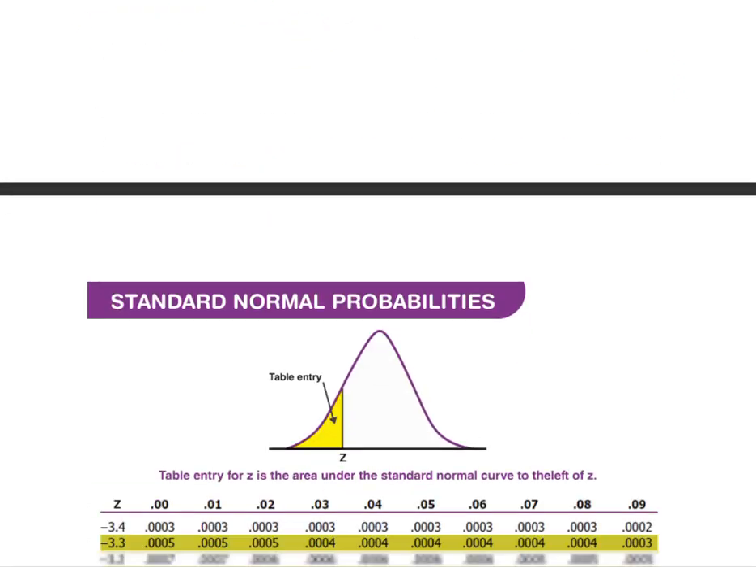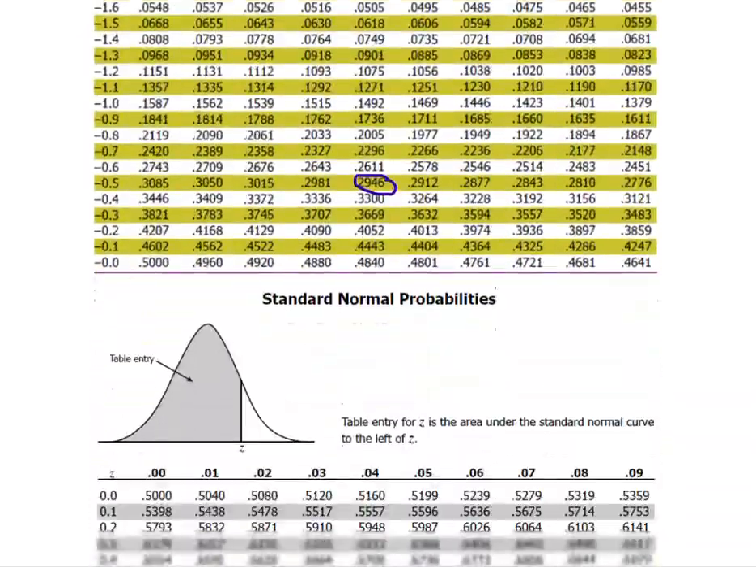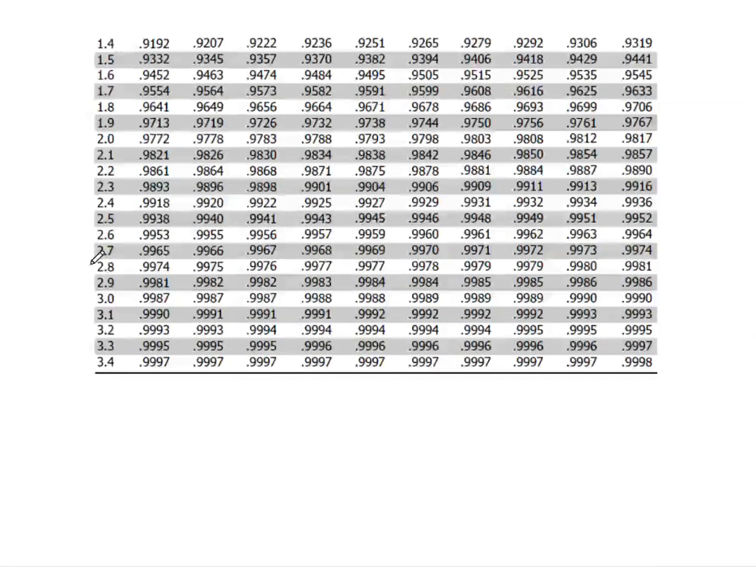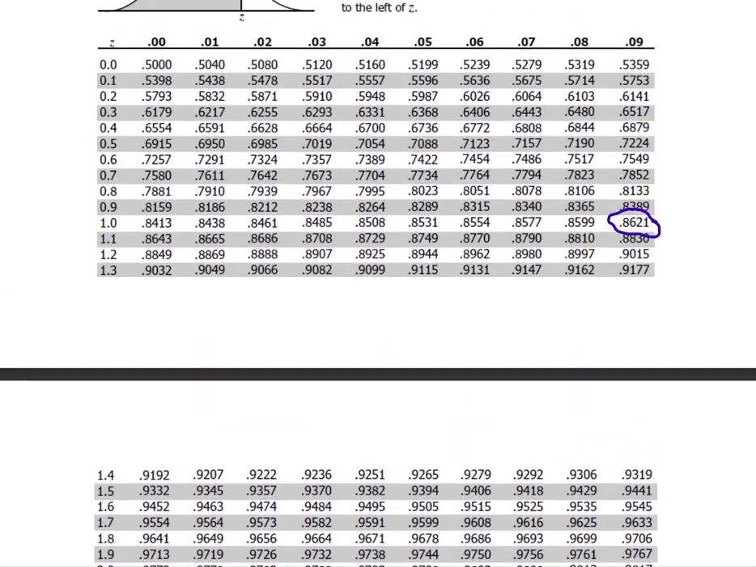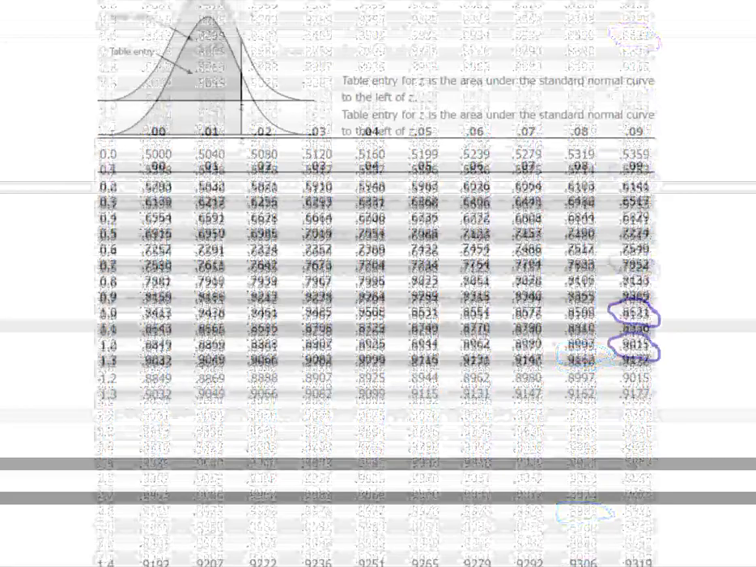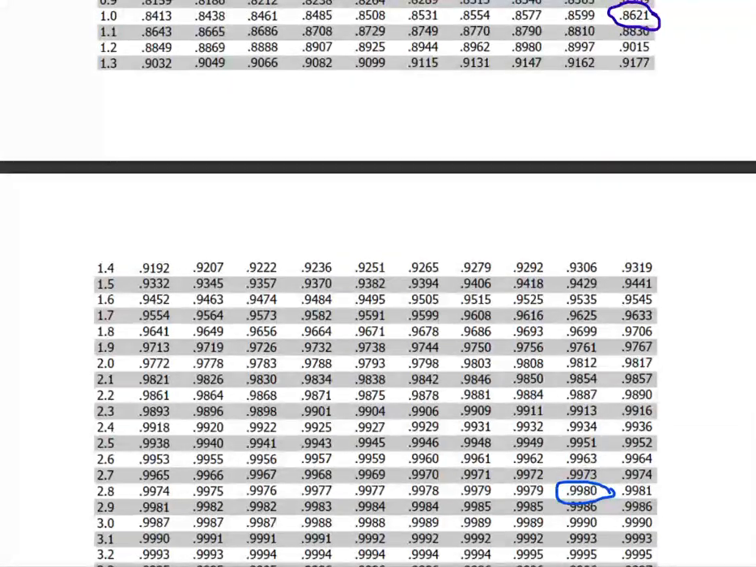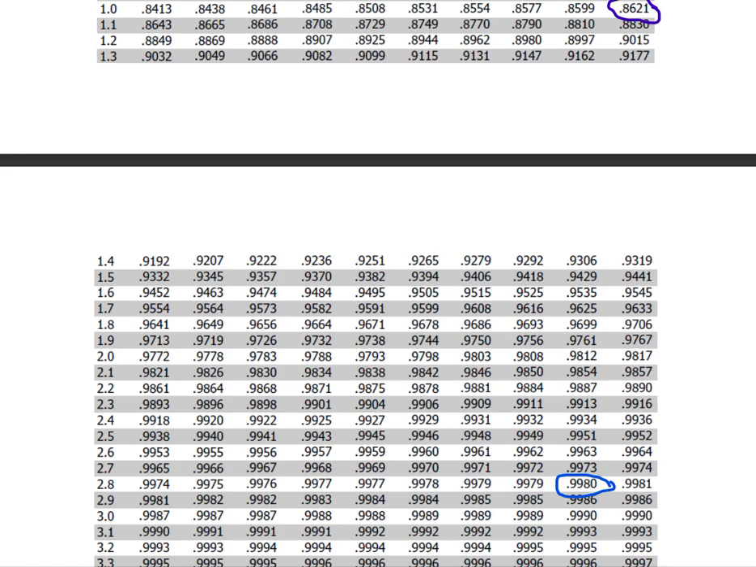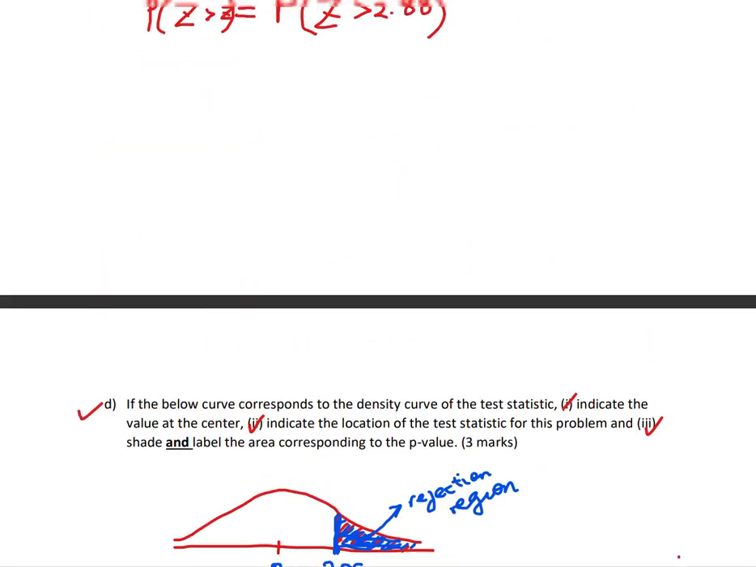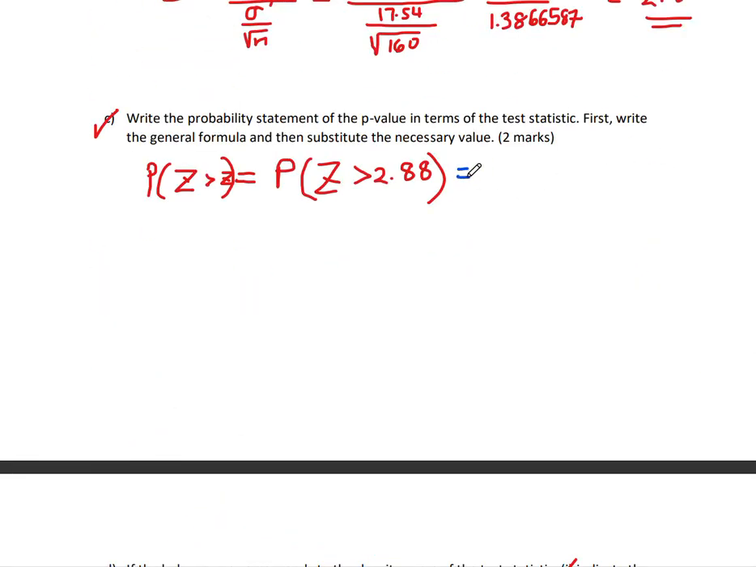Okay, so we're going to go to the standard normal table now and look for positive 2.88. So here we go, 2.8, and then we go right across under 0.08. There it is. So the probability reading for 2.88 is 0.9980. So we go back up and insert 1 minus 0.9980, which is equal to 0.002, and that's our p-value.